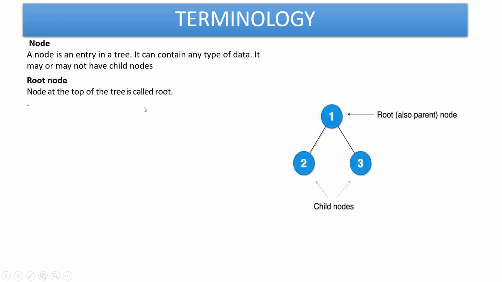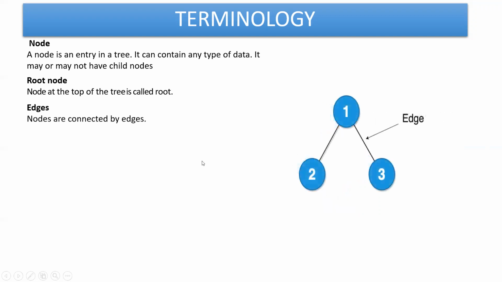Then root node is nothing but what? It is the topmost node or the first node in the tree, or we can say the unique node in the tree from which the tree is going to start. So in our example, 1 is the root node, and it is also the parent node of the 2 and the 3. And nodes are connected by the different edges. So here the edge is present between 1 to 2, and the edge is present between 1 to 3.